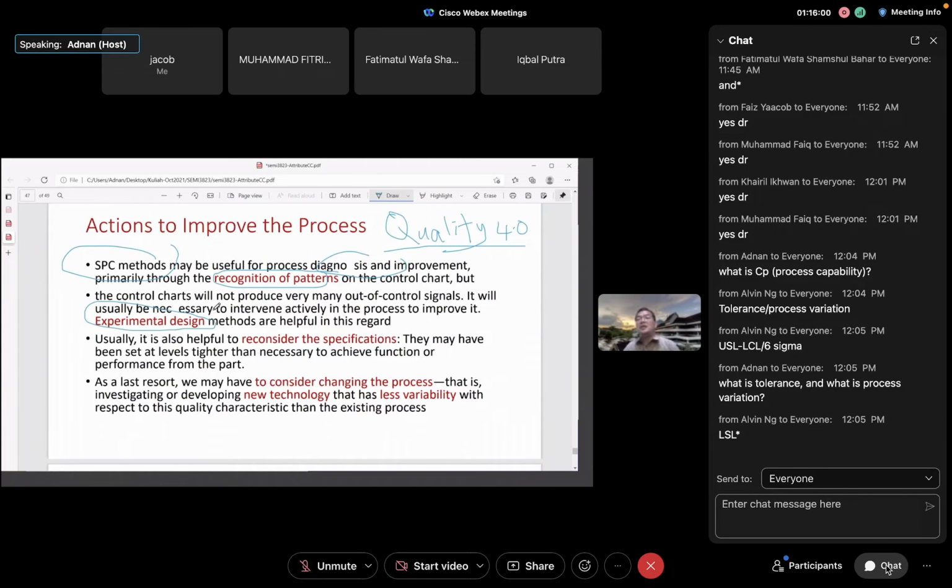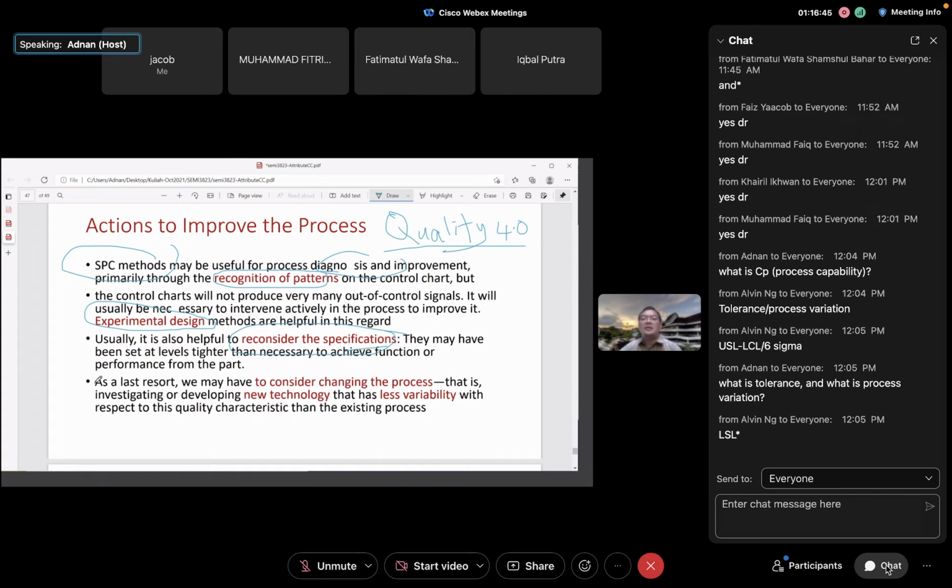If you don't get enough information, you need to conduct design of experiment to find where the real problem is. As I mentioned, you may consider looking into the specification to decide what the appropriate specification should be. Maybe those who are in design never studied SPC or quality systems, so you need to advise them. You have to educate them on how to decide the specification based on the capability available in the company, the capability of the machines and equipment available in the company.